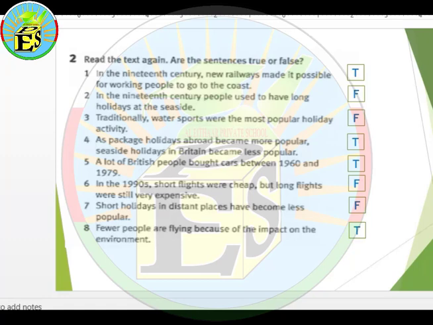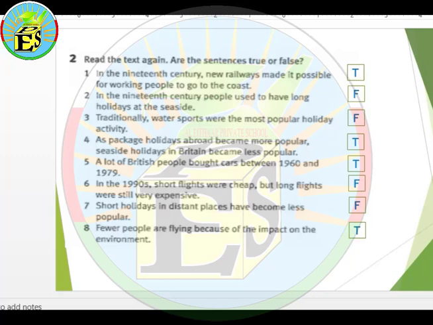False. 3. Traditionally, water sports were the most popular holiday activity. False. Number 4. As package holidays abroad became more popular, seaside holidays in Britain became less popular. True. Number 5. A lot of British people bought cars between 1960 and 1979.